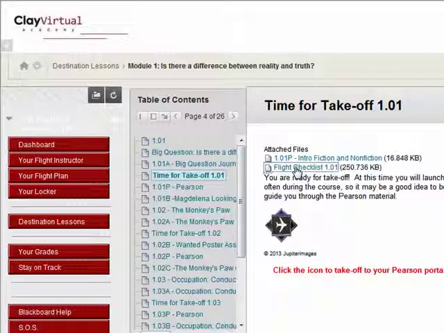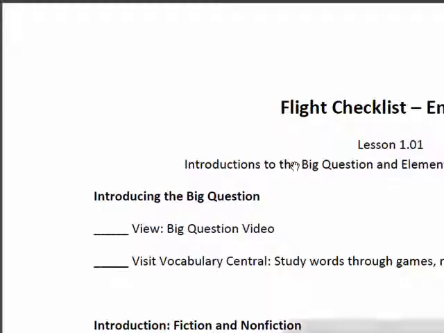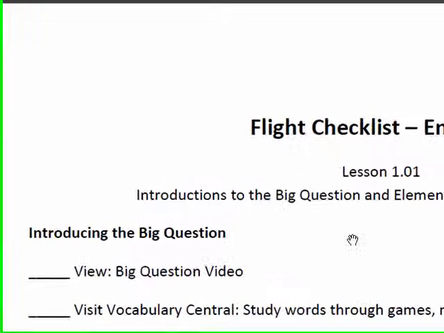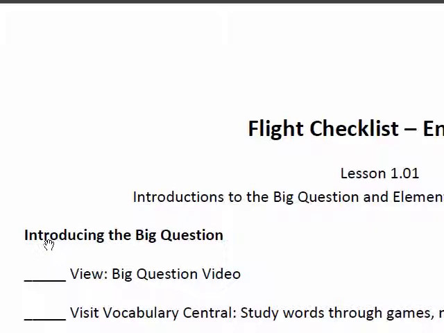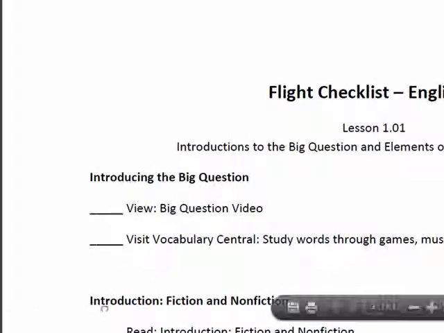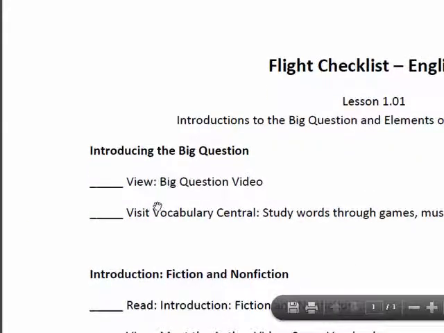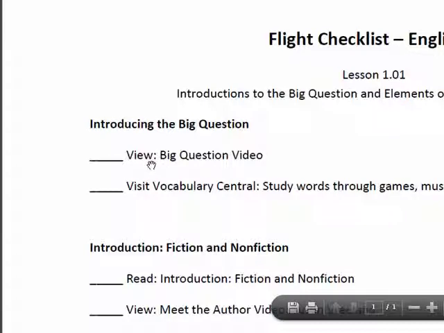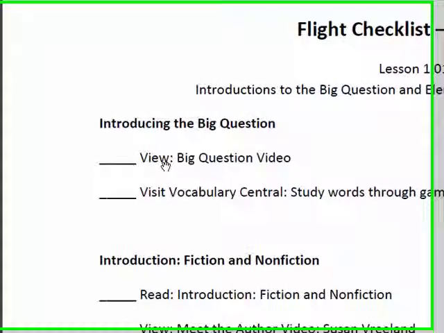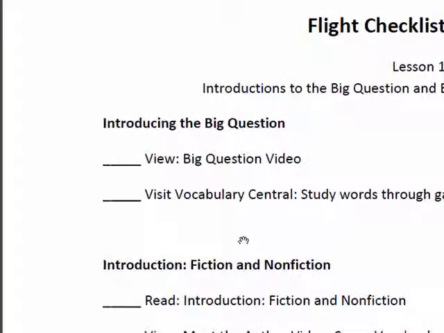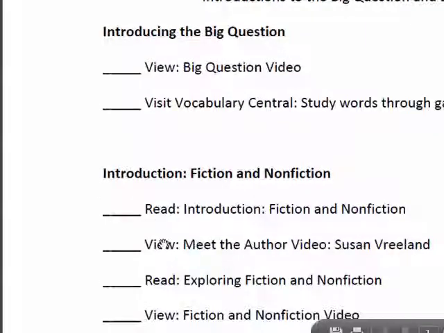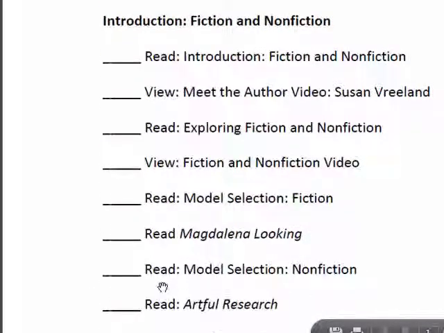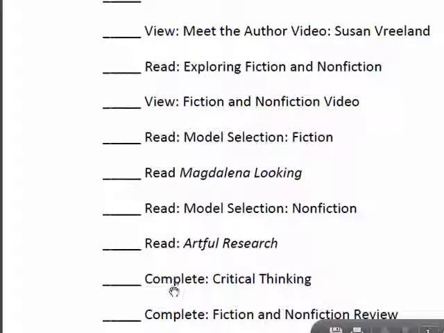The flight checklist is going to have the information for that lesson. It's going to have the titles of the lessons that you're looking at, and it's also going to have a list of exactly what you should do while you're in Pearson. It's important that you pay attention to the verbs. Here we're told to view something, we're studying something, we're reading, viewing, read, and then we have complete.